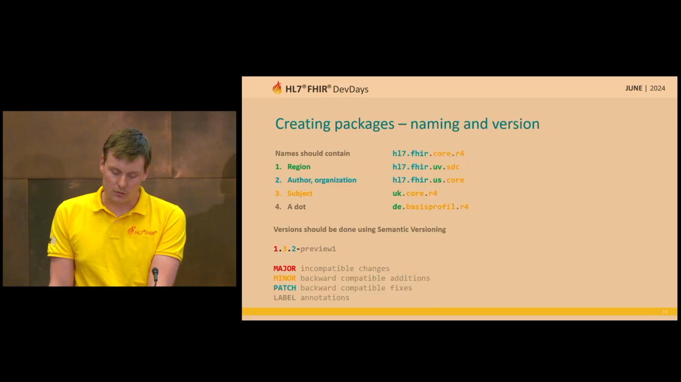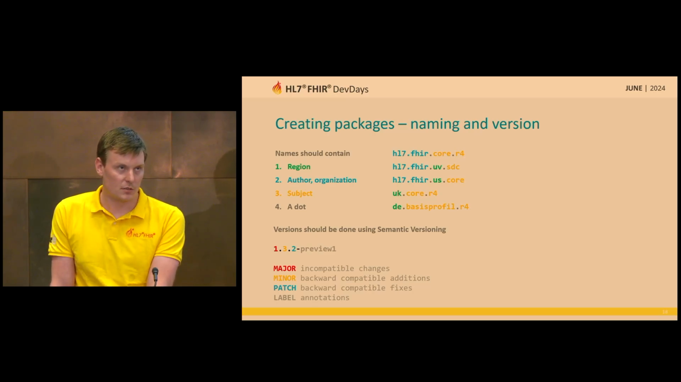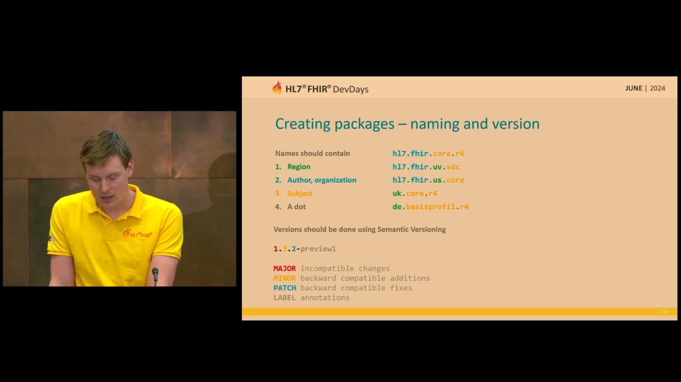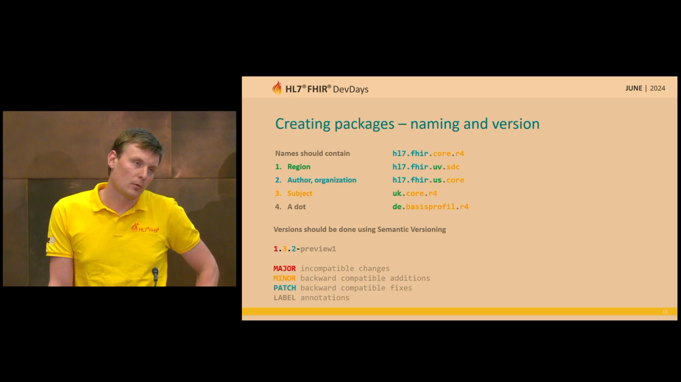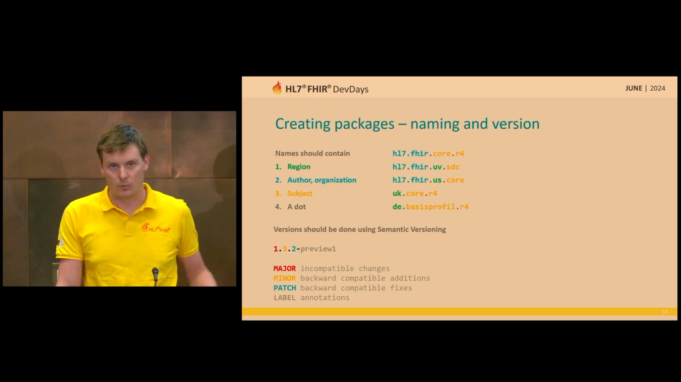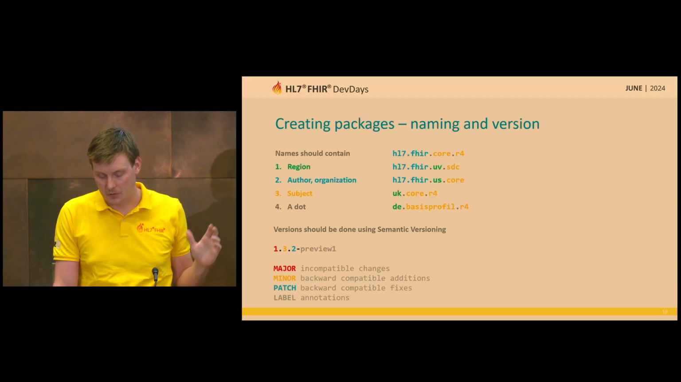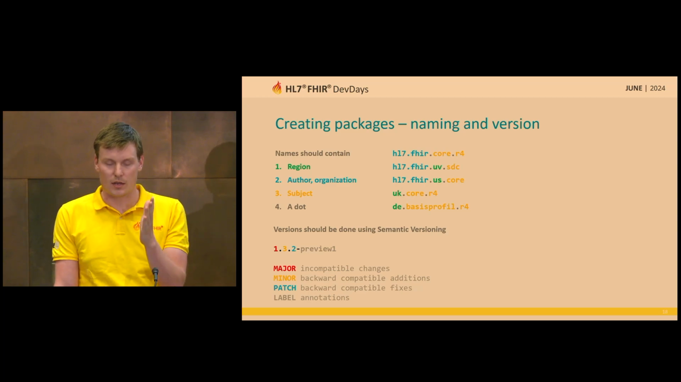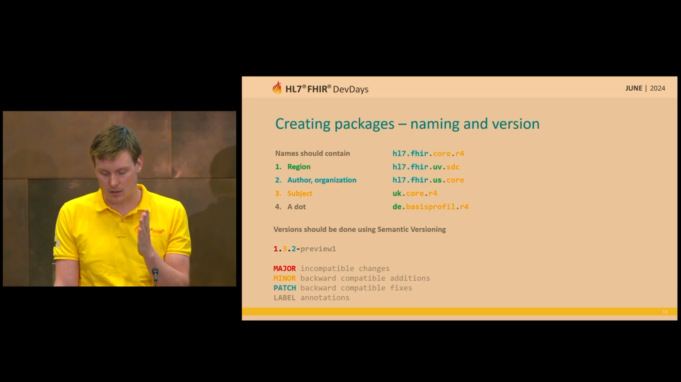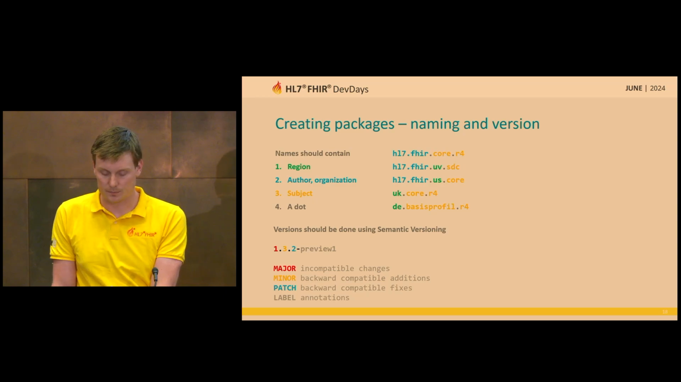There's a couple of things you want to know, or there's a couple of conventions actually when creating packages. You have to think of a name, right, for it. And there's a couple of conventions there. Most people will do this for a specific region. Well, most governments will do that. For example, the UK Core or the German Basisprofil over here. So they will start with their region, then a subject about what they're talking about or what they're describing. And everything has to be chained with dots.